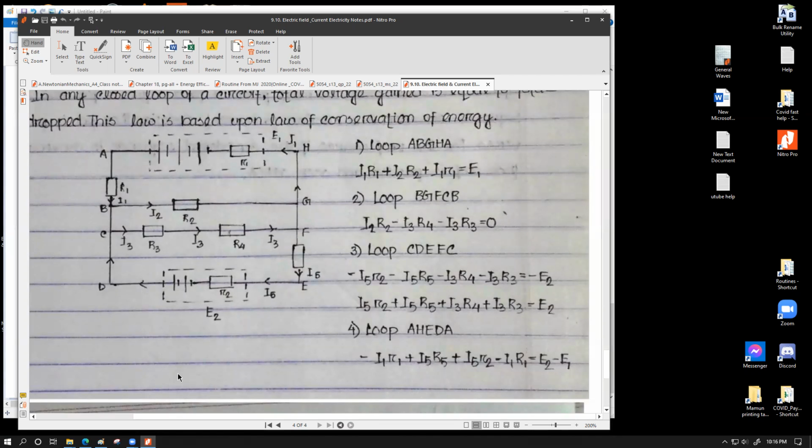Okay, let's now have a look at the biggest loop over here, biggest in terms of size for the circuit. So if we go for the loop AHEDA, once again try to understand this on your own and see if it makes sense. AHEDA.